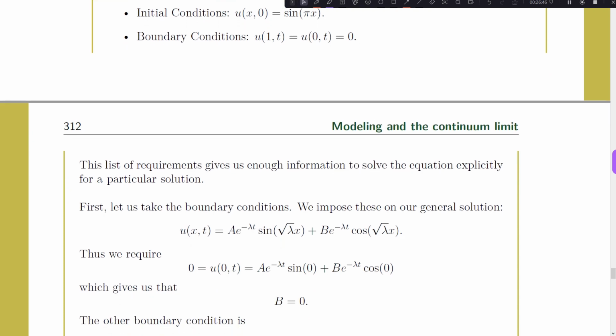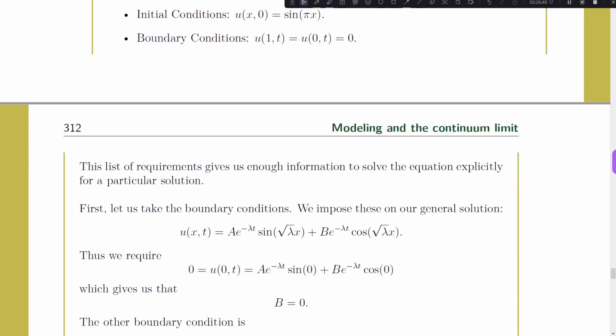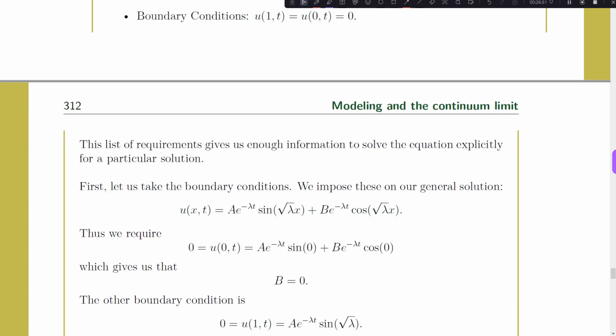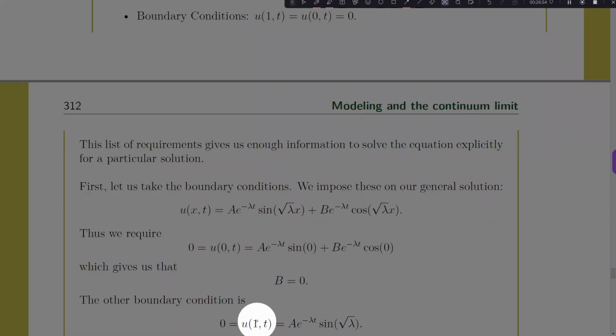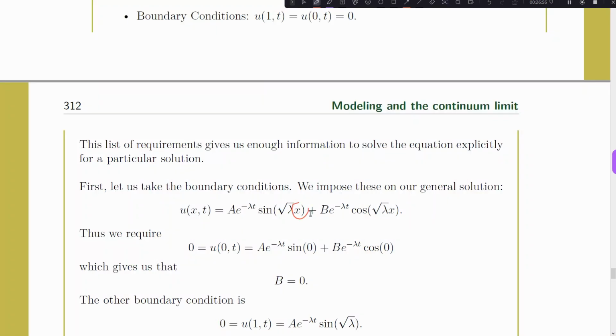The other boundary condition, now that I know b is 0, I take this boundary condition and I evaluate it at 1. So for every x, I'd plug a 1 in. There's x, technically there, but b was 0, so it doesn't matter on the cosine term. I'm going to plug 1 in for x, and that's coming from that 1. And so I have a times e to the minus lambda t sine of root lambda equals 0.